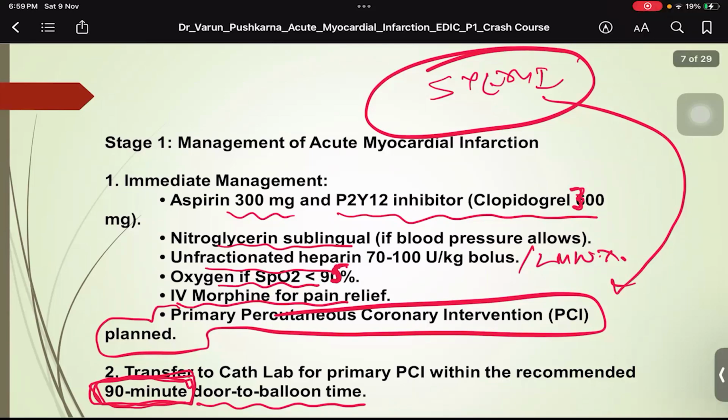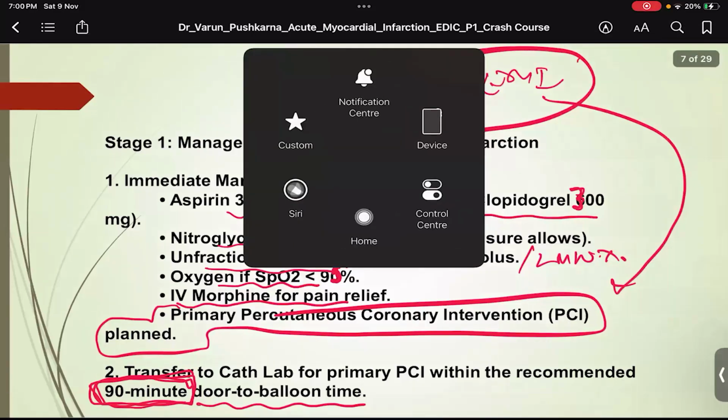Basically in STEMI, we consider that time is muscle, and you have to act within this 90-minute time. You have to open up the blood vessel within 90 minutes. But before that, you need to do your homework. You have to give aspirin, clopidogrel, heparin anticoagulation, along with oxygen if the saturation is less than 95, and give IV morphine for pain relief, and definitely activate the cath lab. And as it is a case-based scenario, definitely there is a cath lab in the hospital.